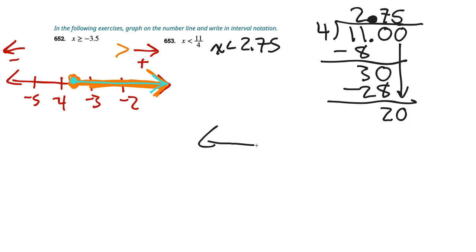Now, on a number line, this is negative going in this direction, or minus, or less than going there.